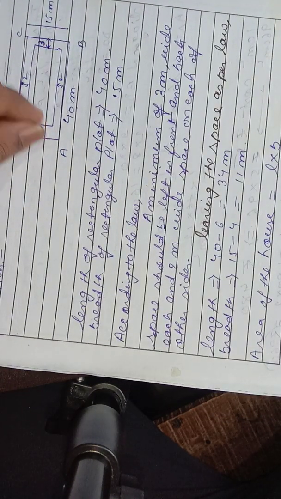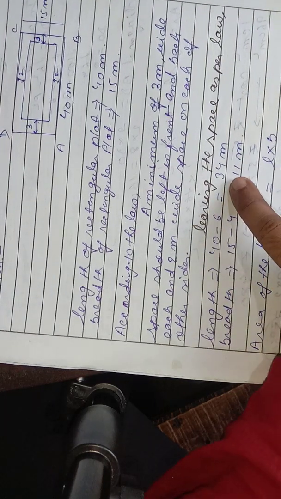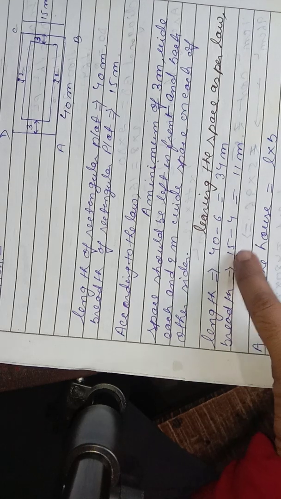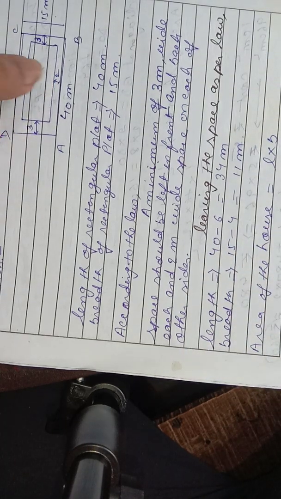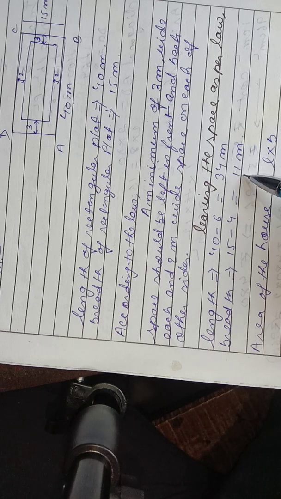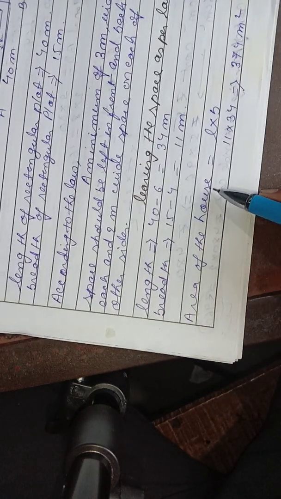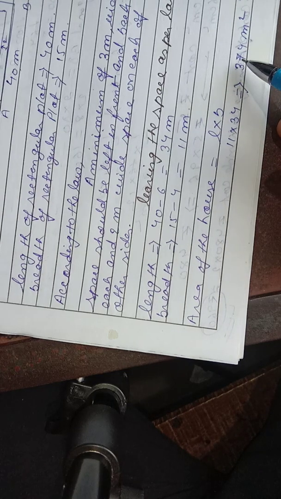Length was 40. If you subtract 3 plus 3, that is 40 minus 6, that is 34. Breadth 15 minus 4. Why 4? To this side and to this side, 2 plus 2, 4. So what you got? The value for length as 34 and breadth as 11. And as we know the area of a house is length into breadth, we have to multiply both the numbers. You will get your answer.